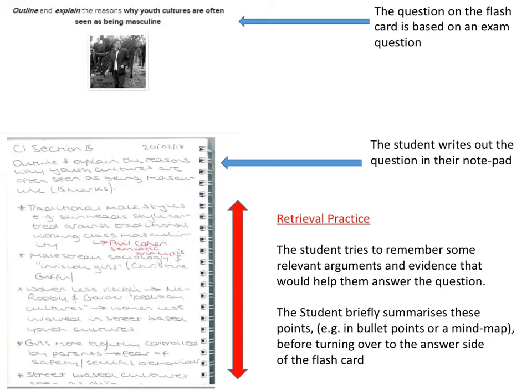So what you can see over here is an electronic flashcard that I've created using Brainscape, and the question that we can see on this side of the flashcard is based on an examination question from the Sociology of Youth Culture. Now the first thing that students have to do is simply to write out this particular question into their notepad, and then they have to engage in some retrieval practice.